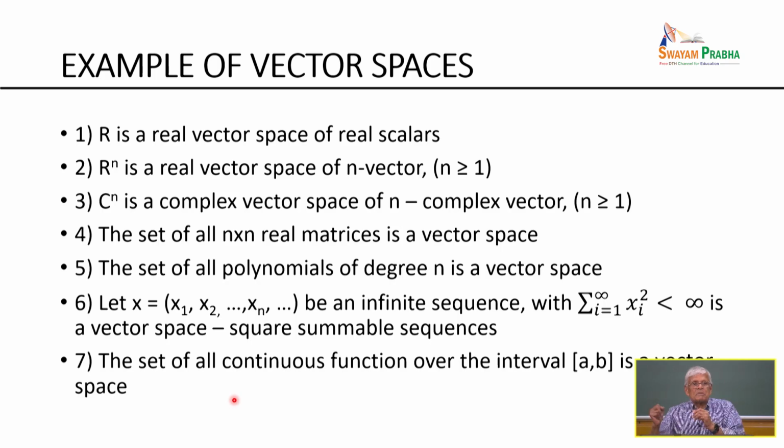The set of all n by n matrices: I can add two matrices, I can multiply a matrix by a constant, and it satisfies all the properties. So the set of all matrices is a vector space. The set of all polynomials of degree n is a vector space. The set of all infinite sequences which are square summable. What is this? The sum of the squares of the elements of the series is finite. That is the summability criterion. The set of all square summable infinite sequences forms a vector space. The set of all continuous functions over the interval [a, b] is a vector space.